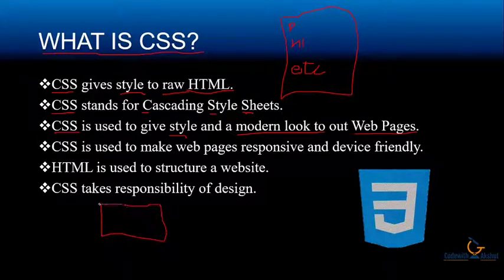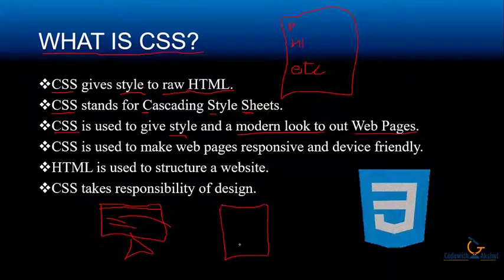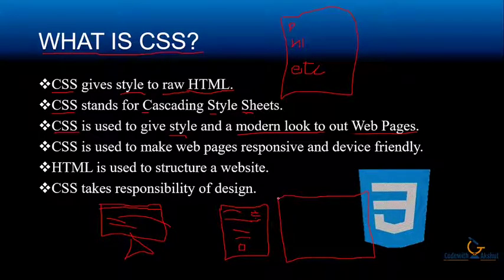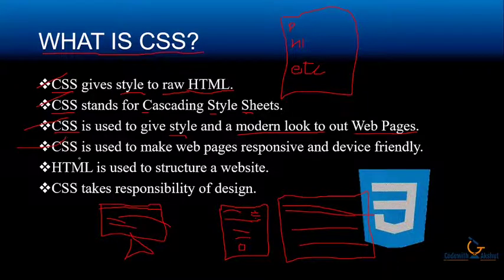If you use a laptop or computer, it will give a navigation bar and the text here. If you use a phone, it will give you a hamburger menu here. I'm not able to make it appear, let me try. Yes, a hamburger and some text or logo here. On an iPad, the text is here and a small navigation bar is here. This will happen when you use CSS. It will help you make your website responsive, giving it style and a modern look. Let me tell you the main role: HTML is only used to structure a website.